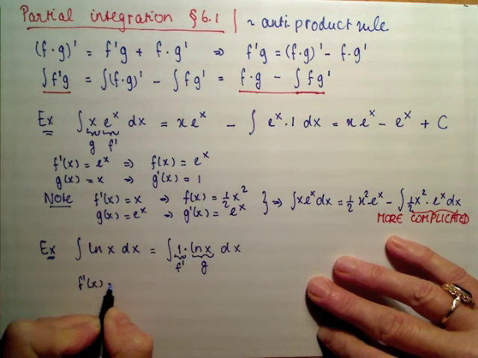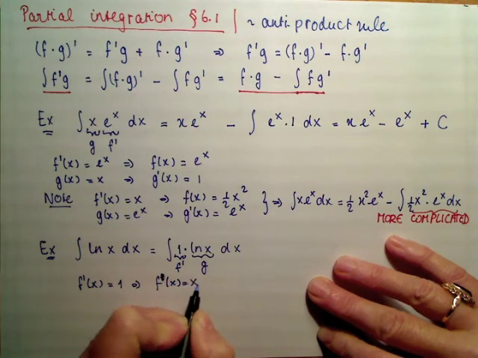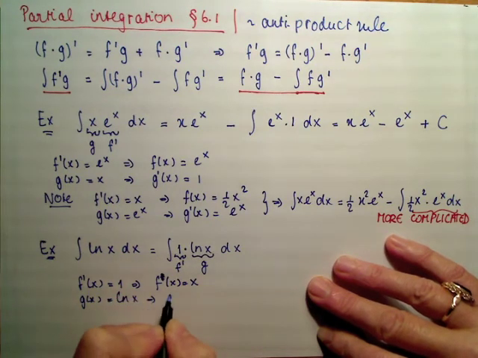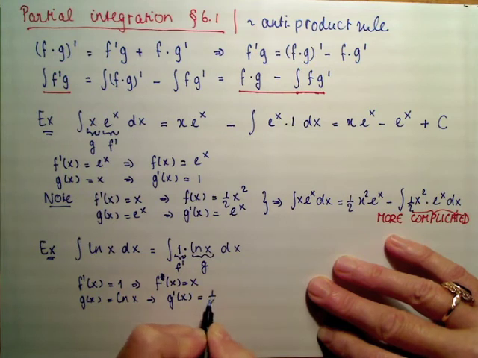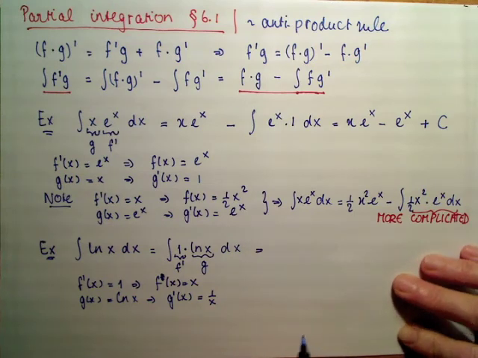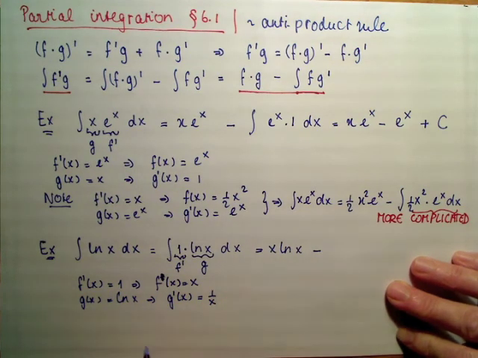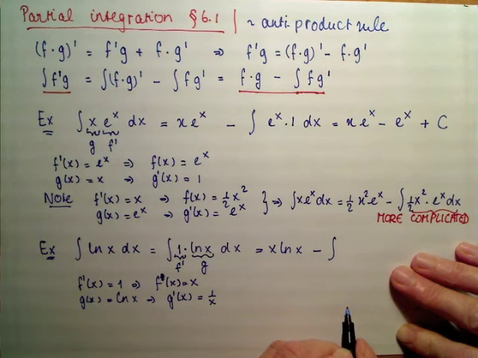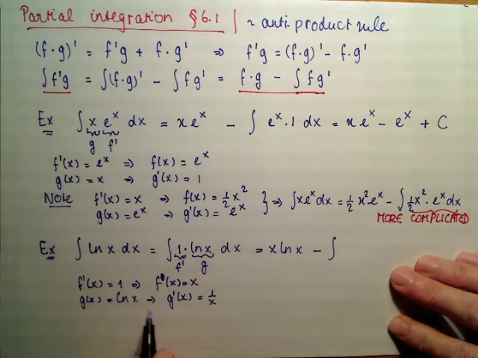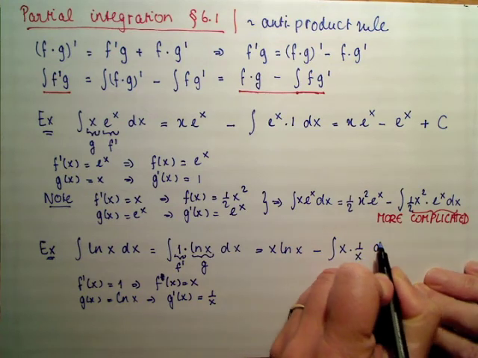f prime of x is equal to 1, so f of x is equal to x, and g of x is equal to the natural logarithm of x, which means that g prime, the derivative, is equal to 1 over x. Okay, we plug this into our formula, and what we get then is that we have to compute the product of f and g, which is x times ln x, and we have to subtract the primitive of f times g prime, so this is x multiplied by 1 over x dx.